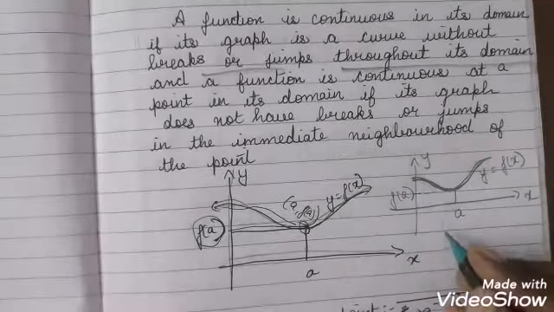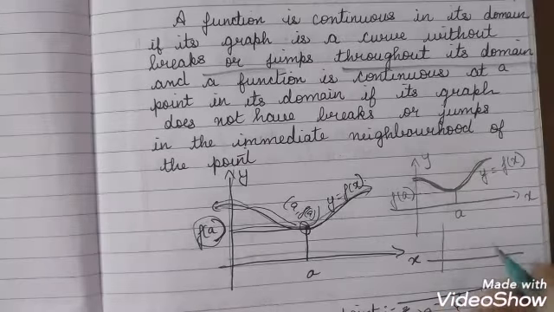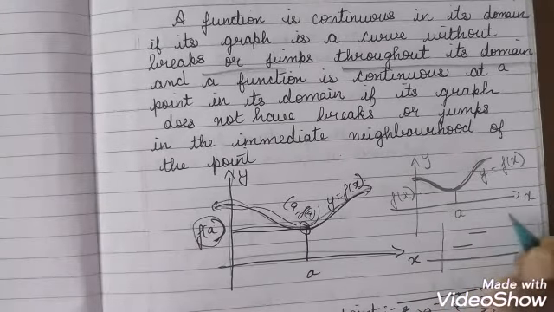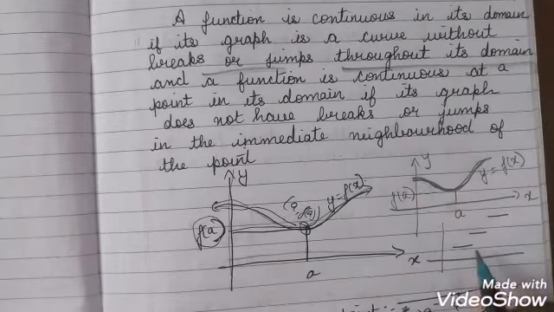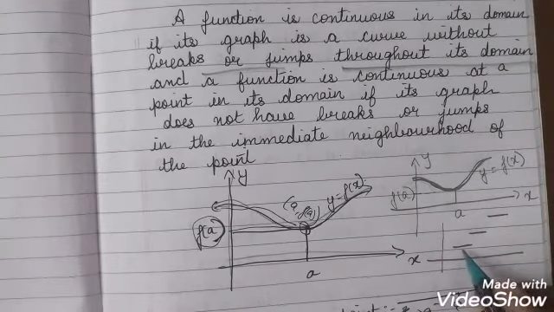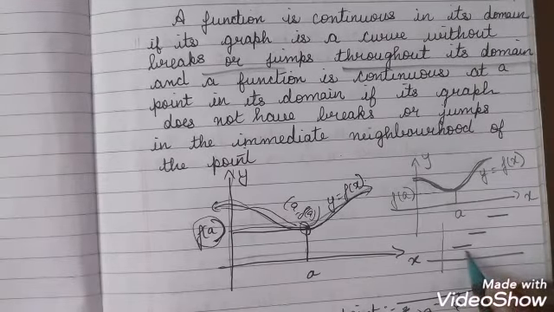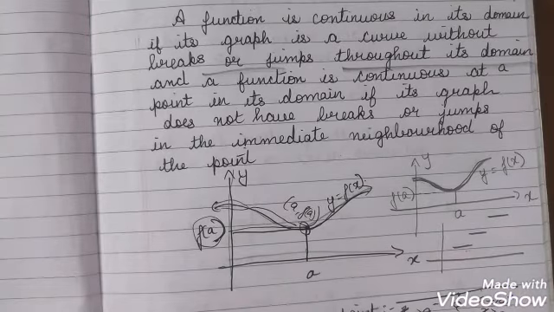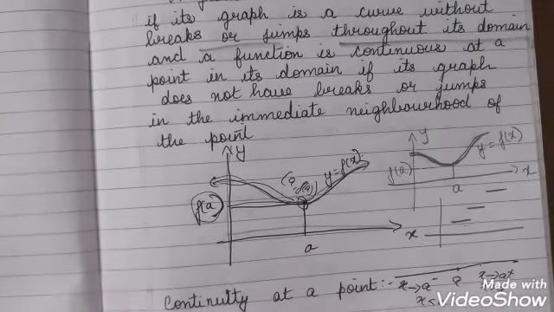For an example of a function which is not continuous, suppose I have a function like this, like a step. There is no continuity between these curves here. So in this case, this is not a continuous function. That is what we mean by saying it's not a continuous function.